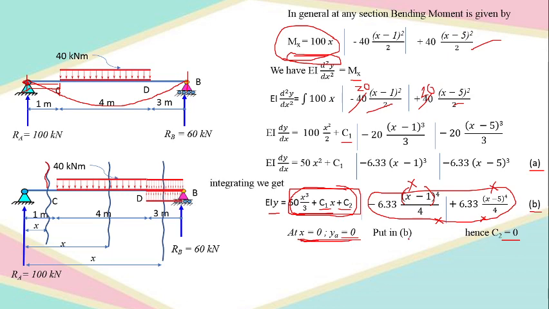Is it okay? So now you can see after putting this value, I got C2 is equal to 0. Now if I take the second boundary condition, that is x is equal to 8, y is equal to 0. In that case, can you imagine, if I am talking about x is equal to 8, it means I have to take the first section, second section as well as third section, means I have to take the whole bending moment equation and its double integration. So while working out the value of C1, I have to consider the whole thing.